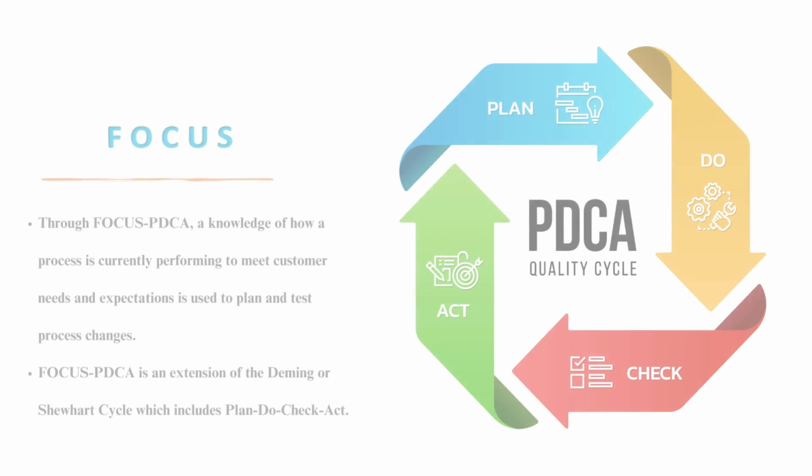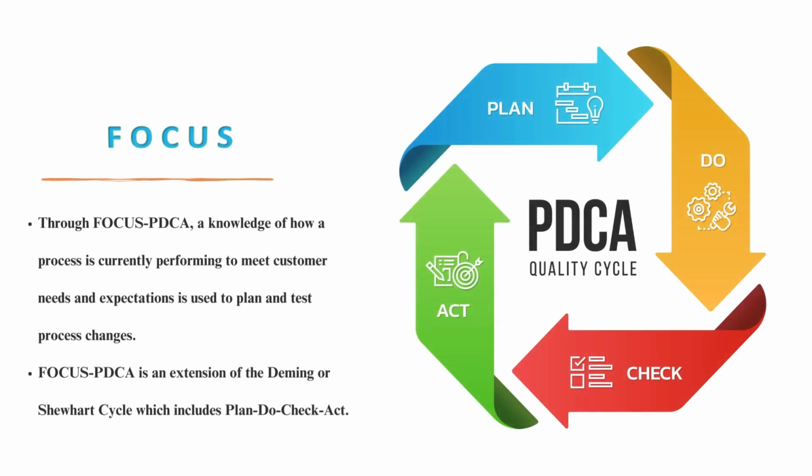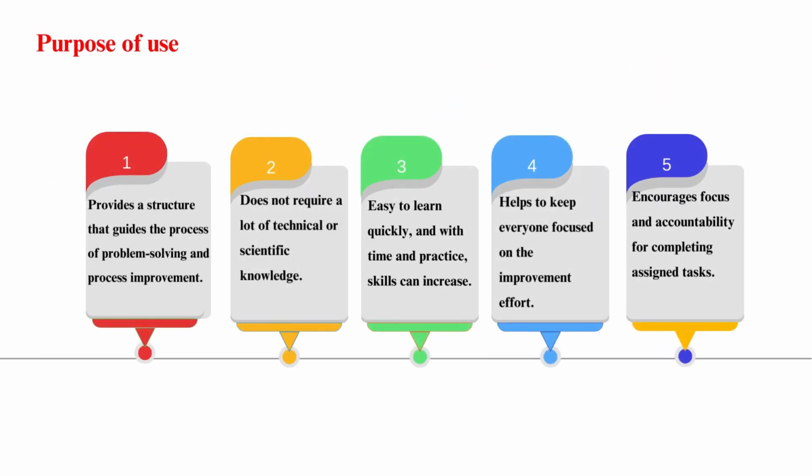Through FOCUS PDCA, knowledge of how a process is currently performing to meet customer needs and expectations is used to plan and test process changes. Moreover, FOCUS PDCA is an extension of the Deming or Shewhart cycle, which includes PDCA. We will highlight the purpose of using this performance improvement model. Initially, it provides a structure that guides the process of problem solving and process improvement.